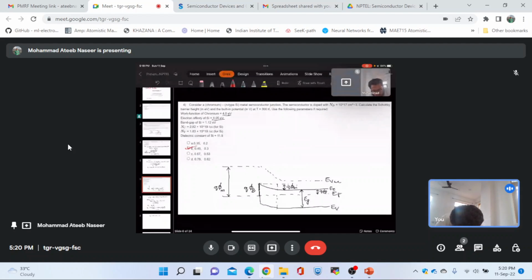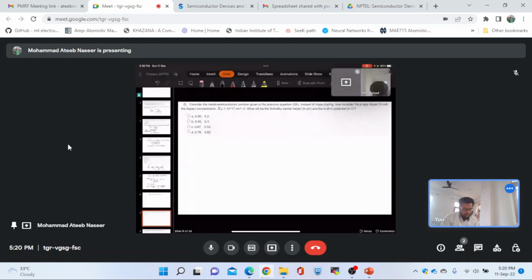Now let's move to another problem which says that we have the same metal junction as that in question number 4, but instead of n doping we have to consider p-doped silicon with a dopant concentration of 10 to the power 17, and we have to find the similar quantities, that is the Schottky barrier height and the built-in potential.